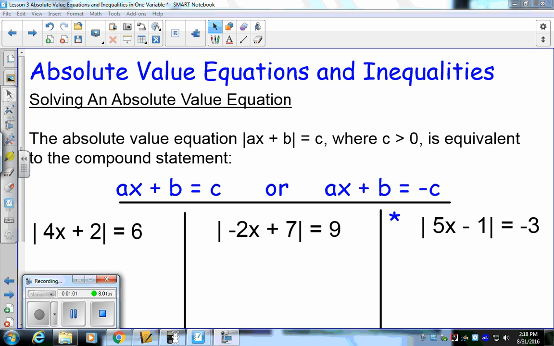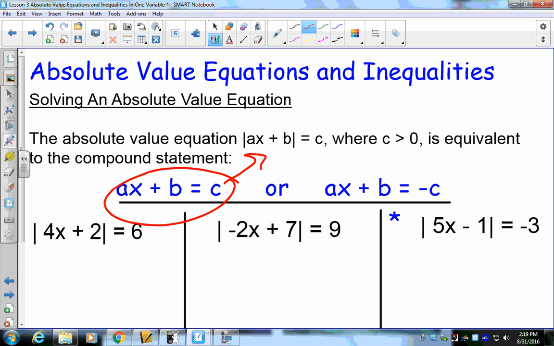Okay, so it's equivalent to this compound statement. Ax plus b equals c, or ax plus b equals negative c. So when we're solving absolute value, remember, the absolute value is the distance to a certain point, and there's always two. Just like when we think about the absolute value of negative 6 is equal to positive 6, and the absolute value of 6 is equal to positive 6. So we're thinking of two different values here, so we have two different equations. If you notice, one equation remains the same as the initial, and the other one has our c negated. So that will always be our second equation.